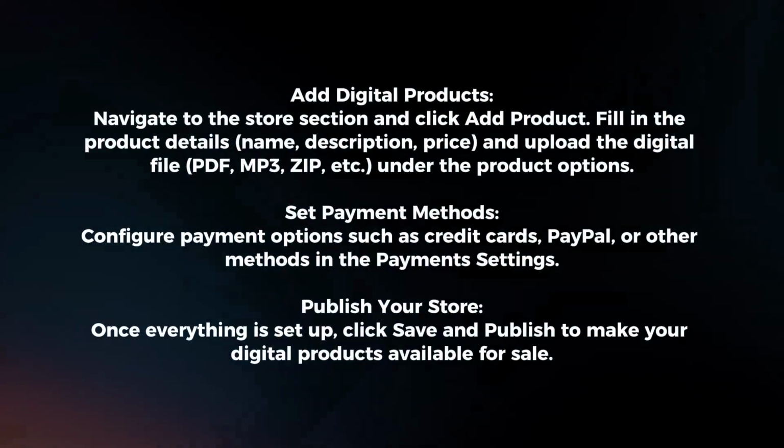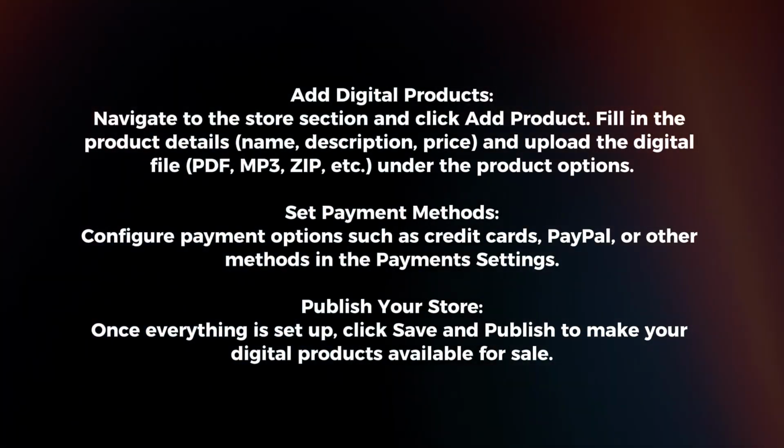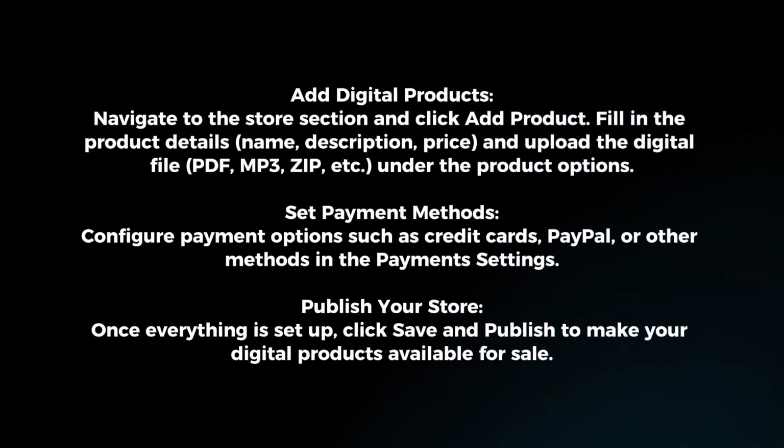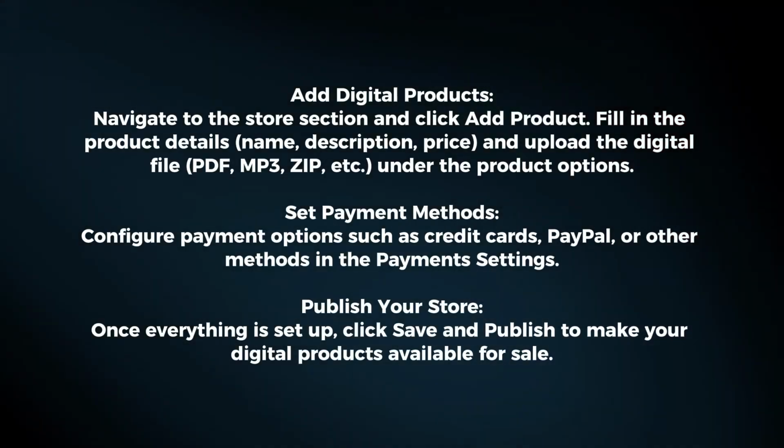Add digital products. Navigate to the Store section and click Add Product. Fill in the product details and upload the digital file under the product options.